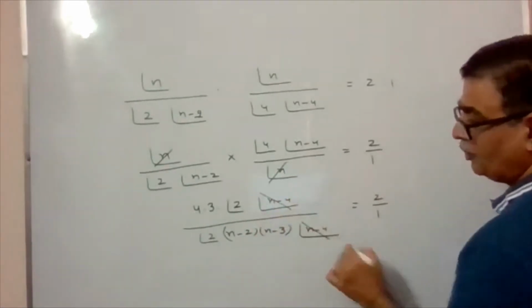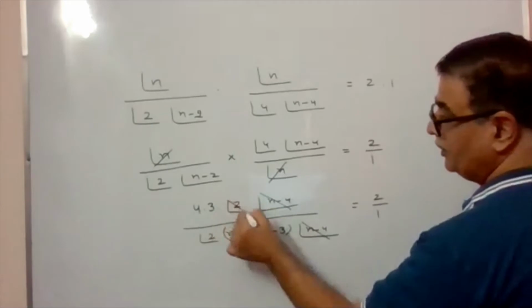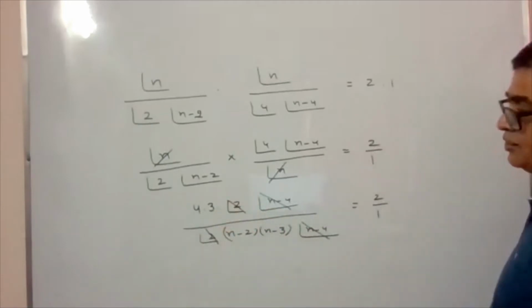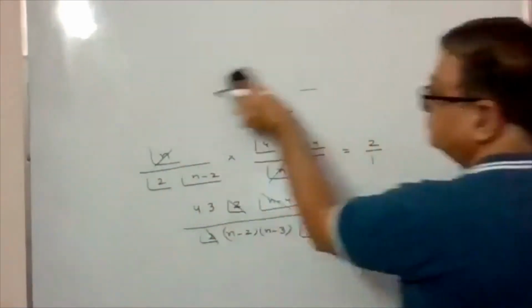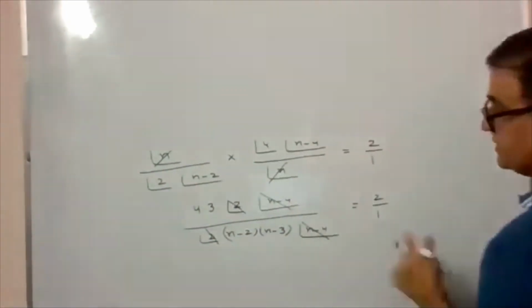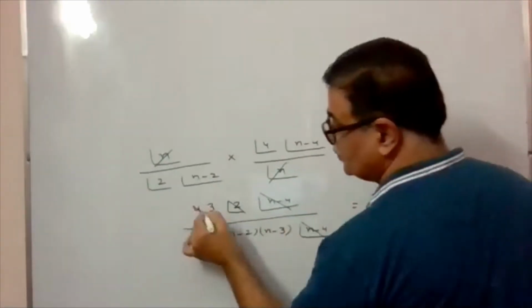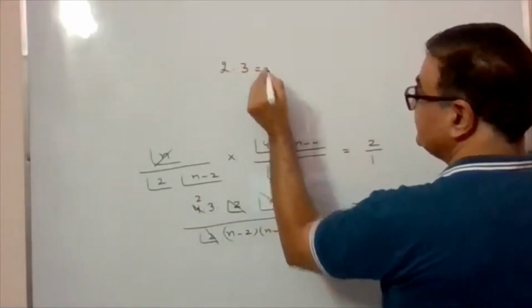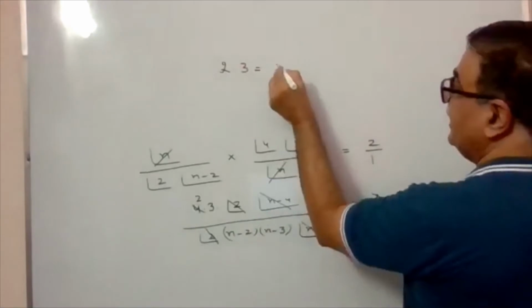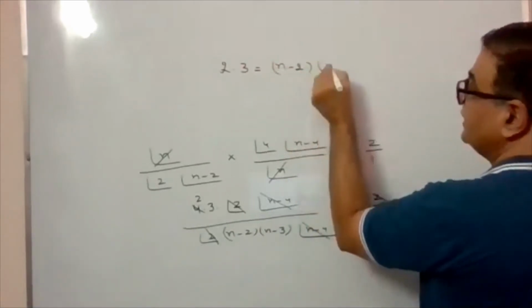Factorial n minus 4 clearly gets cancelled out. Factorial 2 clearly gets cancelled out. Left is what? 4 over 2. We can cancel 2 and 4 also. So 2 2s are 4 here. So left is 2 into 3 this side, and here it has come out to be n minus 2 into n minus 3.